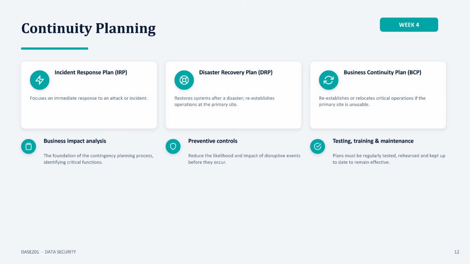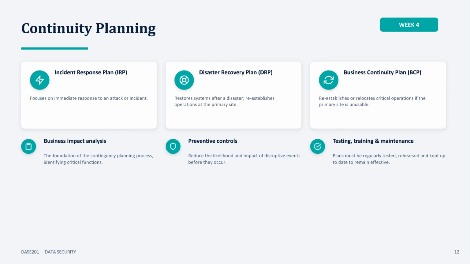The second is disaster recovery planning or DRP. This focuses on recovering systems and restoring normal operations after a serious incident. The third is business continuity planning or BCP. This focuses on continuing important business activities when the normal workplace or system cannot be used.